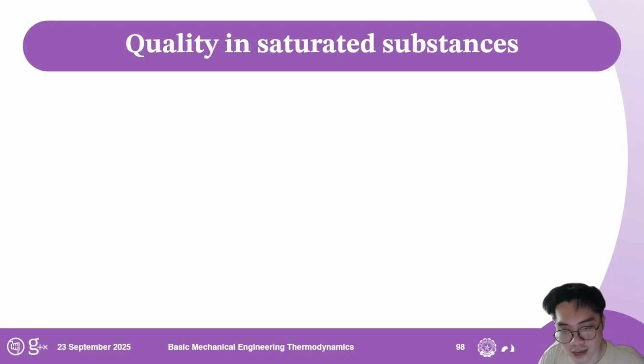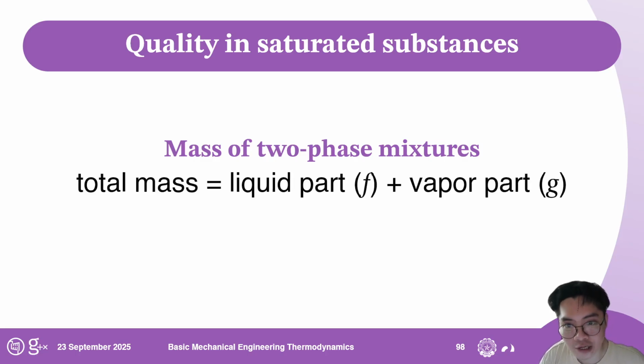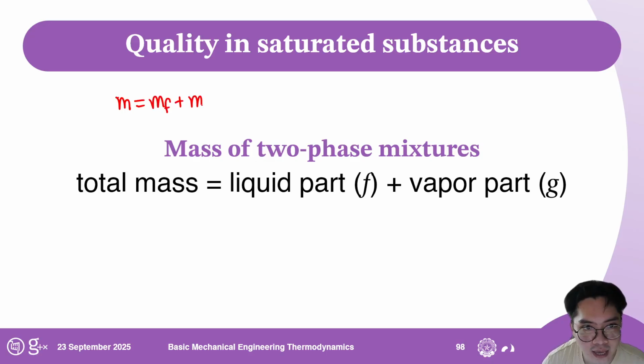So I will give you guys a formula. But in this case, this has to come from what we know so far, and hopefully this is commonsensical. This has common sense baked into it. The total mass of your two-phase mixture is just the mass of your liquid and the mass of your vapor, literally. M is equal to MF plus mg. That makes sense for us.